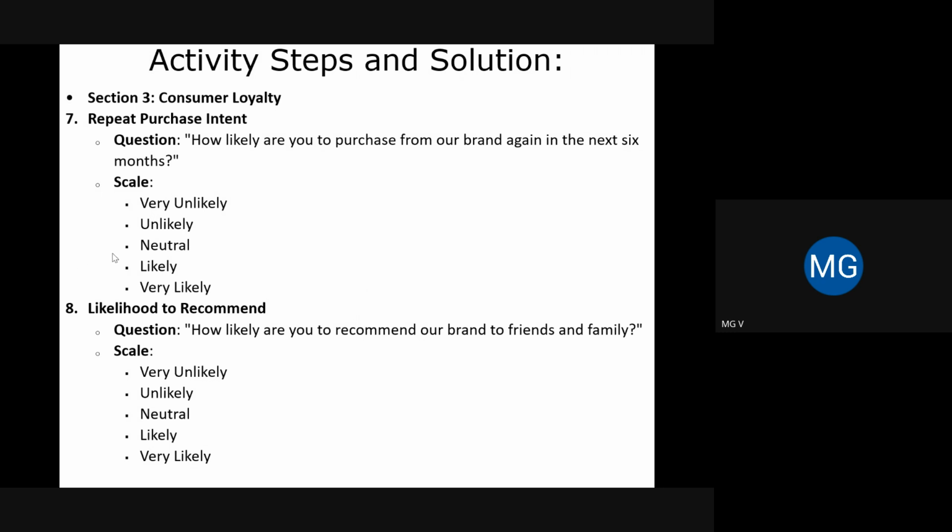Likelihood to recommend. The question could be, how likely are you to recommend our brand to friends and family? Scale can vary from very unlikely to neutral to very likely. See, this question is of high importance. Recommendation indicates future purchase or referrals, right? And that is why we kept it under loyalty. If they recommend, they become your loyal customers.